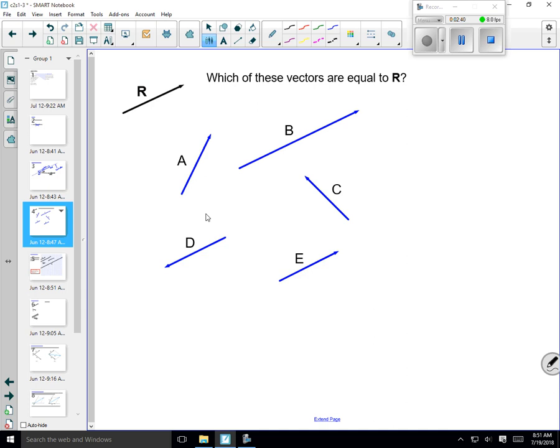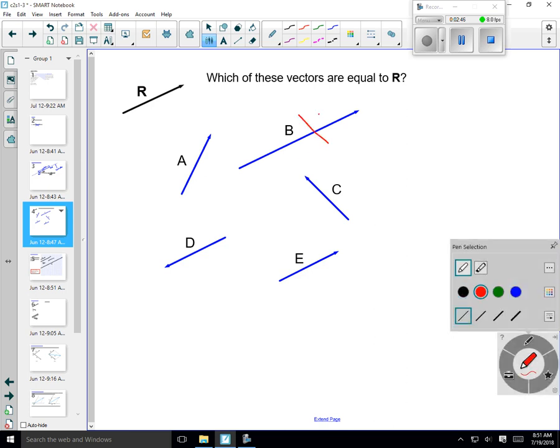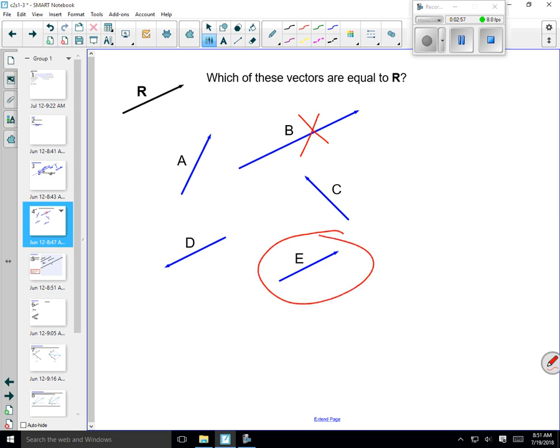So looking at these vectors, I can tell right off the bat, vector B just does not have the same magnitude. It's out of the picture. But all these other vectors have the same magnitude as R. So which of them also point in the same direction? The only one that points in the same direction is E. The vector D points in the opposite direction, so it's not equal.